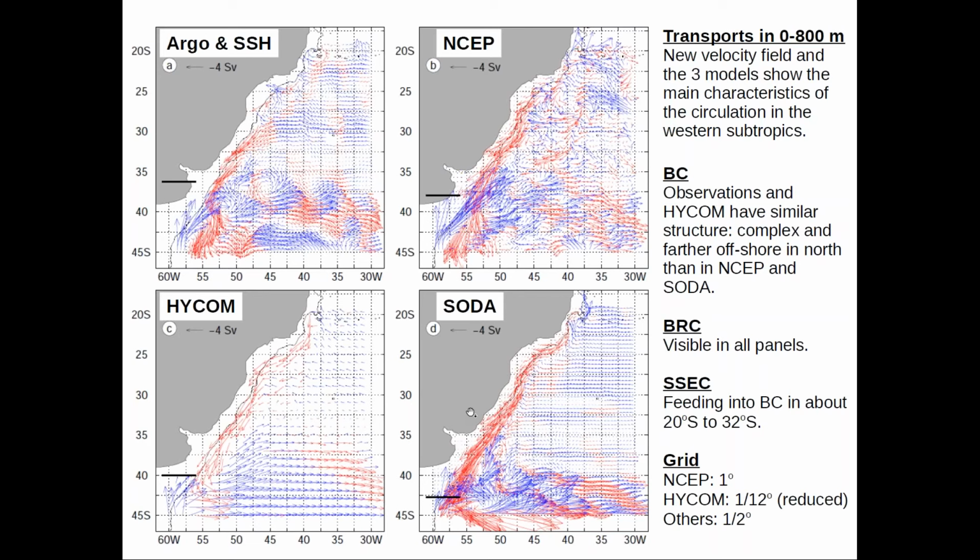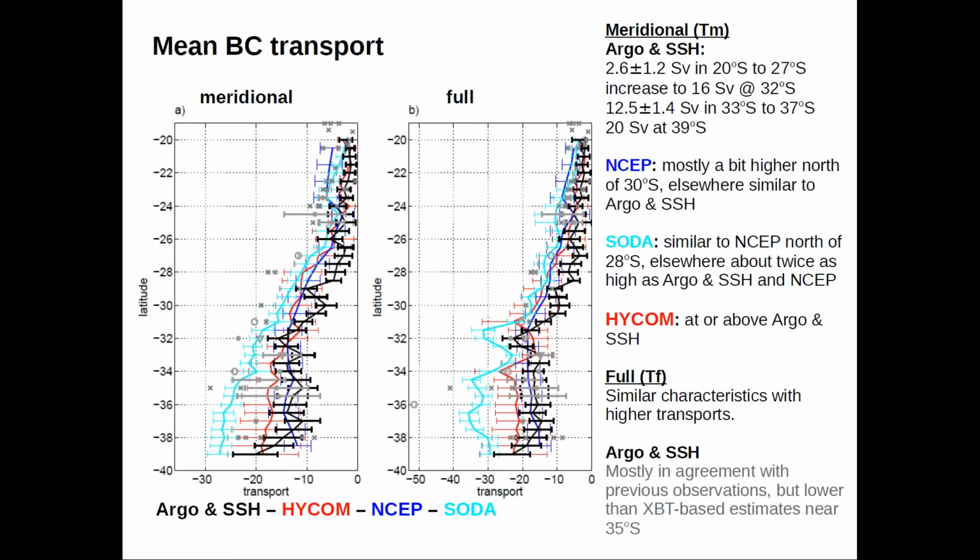Yeah, the Brazil return current I wrote is visible in all panels, but I'm not going to deal with it here, so it's not that interesting. So this is the mean Brazil Current transport, and to the north of 27 south I only took the transport in the upper 400 meters. Farther south I took the 800 meter layer thickness.